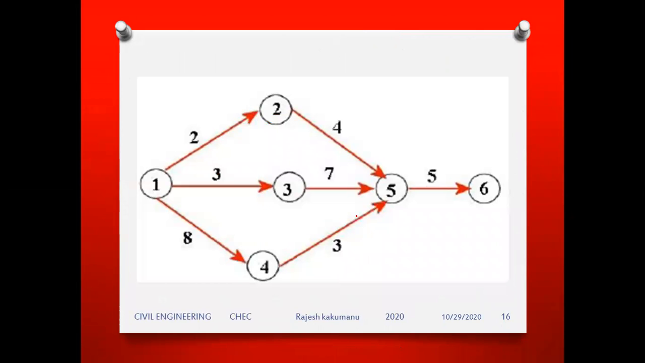So simply see how the network diagram gives. So this is an activity. Okay, this is an activity. This is an event. Okay, this is an event. 1, 2, 5, 6, you are having. So this is a starting. This is a tail event. This is a head event.